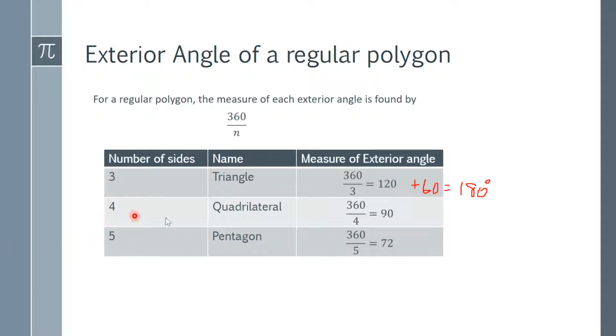So now if we have a quadrilateral, same thing. We've got 360 divided by 4 is 90. So the exterior is 90, the interior is 90. 90 plus 90 was 180. A pentagon, we've got a pentagon. 360 divided by 5 is 72. If you recall, the interior angle was 108. So 108 plus 72 equals 180. So that's a good thing that you can do to figure out the exterior angle or the interior angle of a regular polygon.